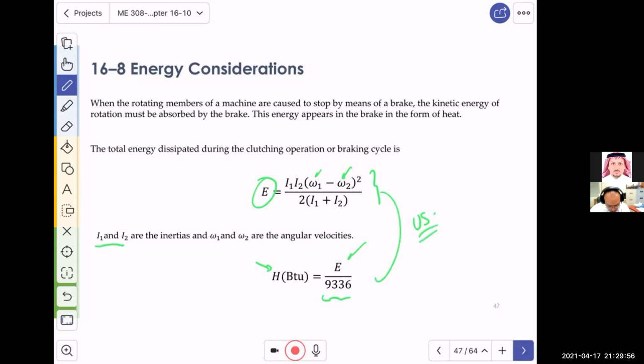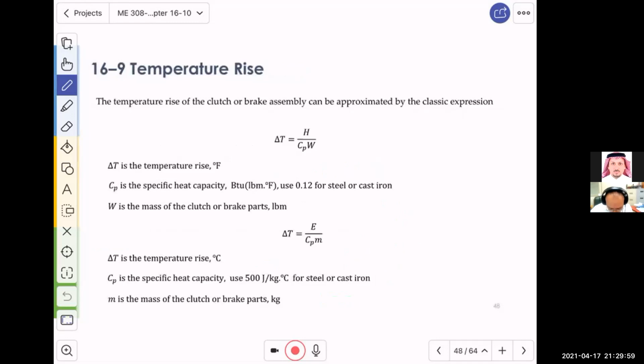Now the question is, what is the temperature rise in the clutch or the brake assembly? It can be approximated by the classical expression, which says that delta T is equal to H, which is the energy or the heat, divided by Cp, the specific heat capacity, in BTU. Look at the unit, BTU per pound mass, not pound force, per degree Fahrenheit.